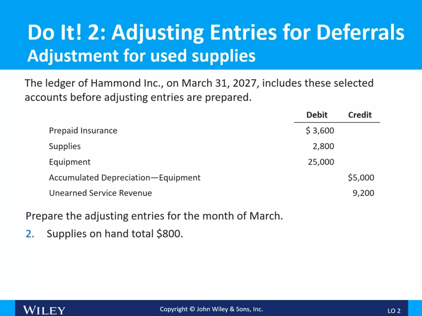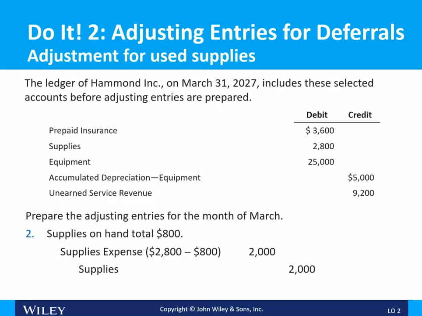Supplies on hand total $800. So we have supplies on our balance sheet and our trial balance of $2,800. We only have $800 left, so that means we need to do an adjusting entry for $2,000, the $2,800 minus the $800. So we're going to debit supplies expense $2,000, credit supplies $2,000.